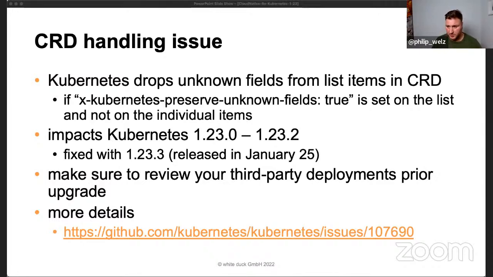And this was fixed in the release 1.23.3. So there are also a lot of GitHub issues there. For example, the issue we linked here was from Kyverno, the policy framework, which had issues with the CRDs. And yeah, if you are using or heavily depending on CRDs, maybe think about skipping those releases and going directly to 1.23.3 so as not to be affected by this dropping unknown fields issue in the API server.